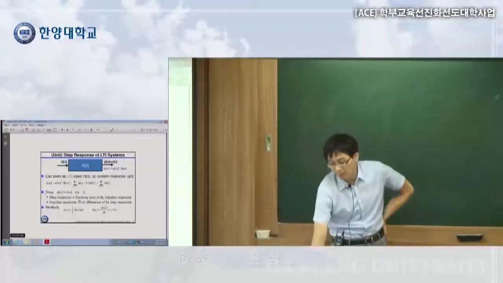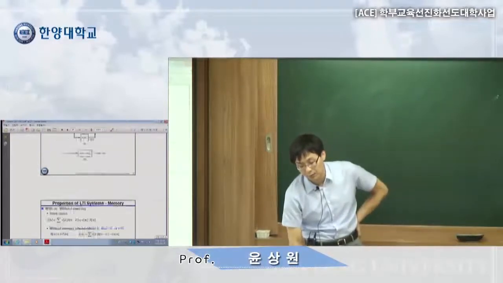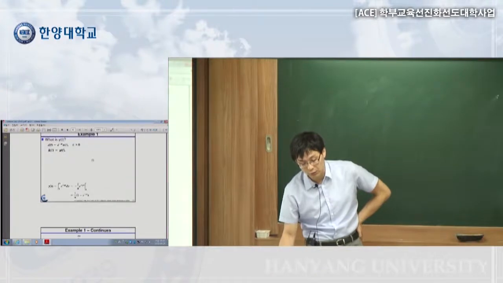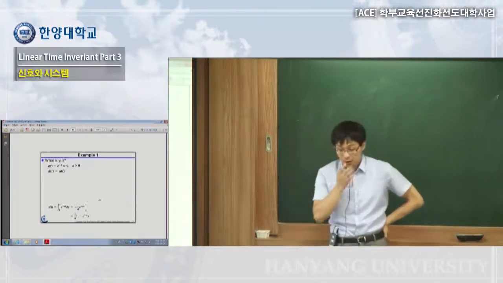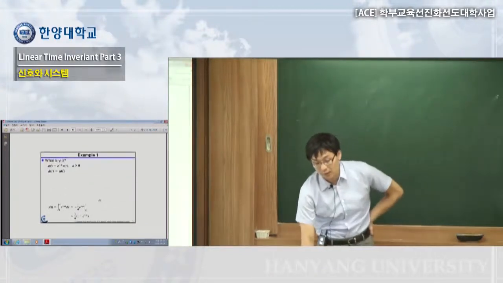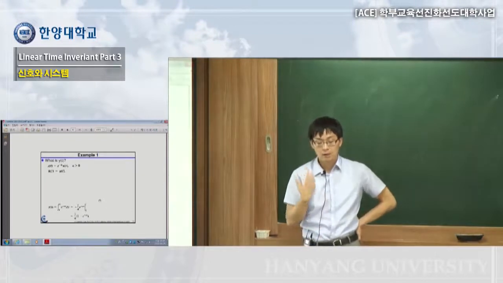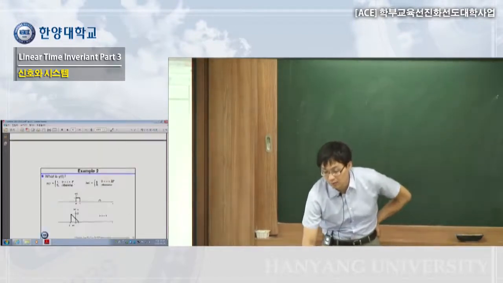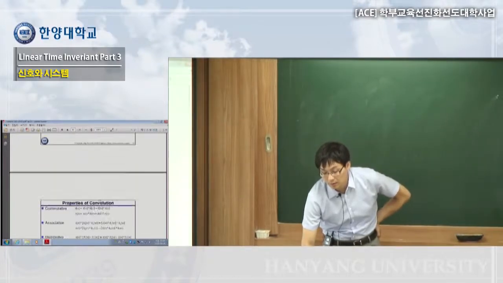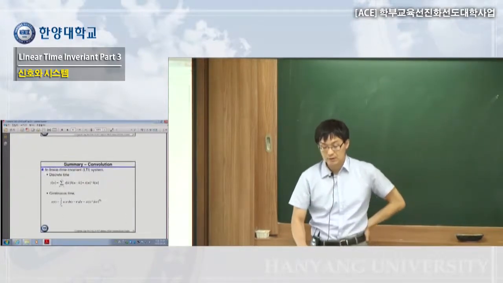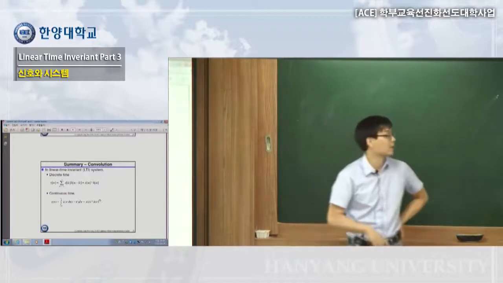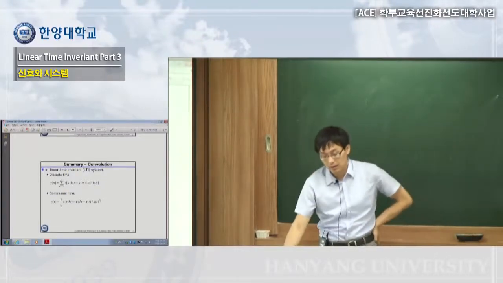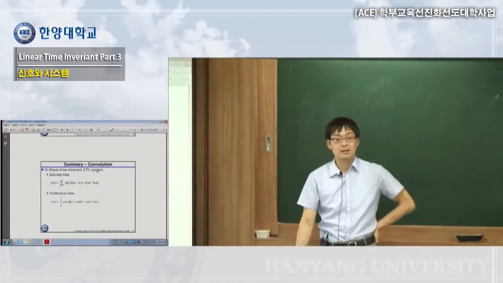Right. So briefly, let's overview what we covered last time. We learned about convolution, and how to find the convolution sum for discrete signals and the convolution integral for continuous time. Both of them are written with a star mark between them.